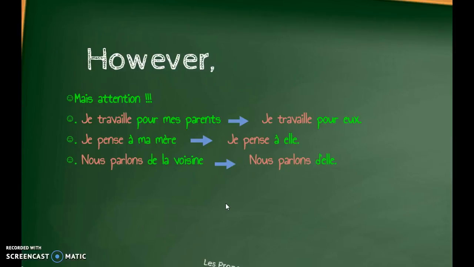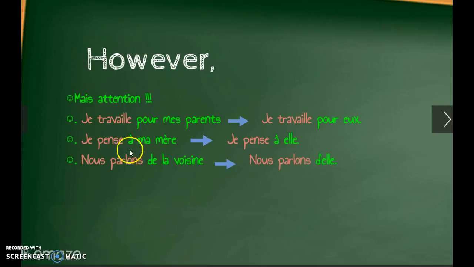Now, there is an exception to every rule in grammar, and this is one of them here. So you have to be careful with the following examples. Je travaille pour mes parents. I work for my parents. If I have to replace mes parents, I cannot use leur here. I have to use eux. Je travaille pour eux. I work for them, even though it means them in English.